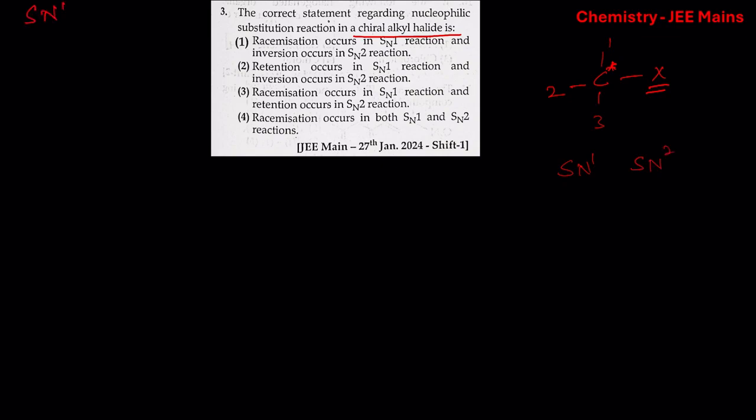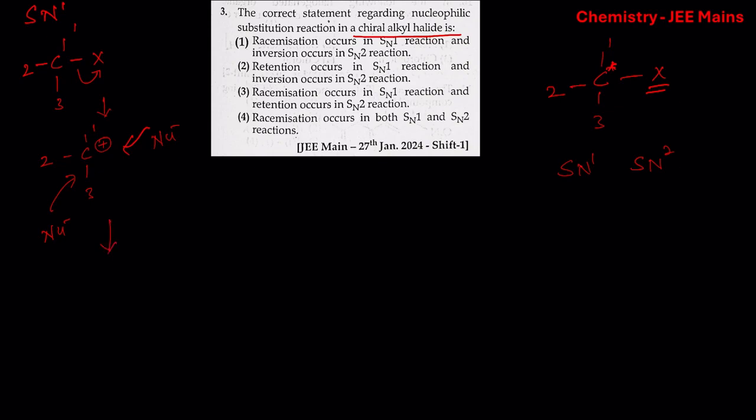In SN1 type of reaction, first of all, let this be the alkyl halide containing the chiral carbon. First of all, this carbon halogen bond breaks, resulting in the formation of a carbocation, and then a nucleophile attacks this carbocation to give the product. Now in this case the nucleophile can attack the carbocation, or the positively charged carbon atom, from both sides, either from this side from which the halogen left or from the opposite side, resulting in a mixture of products. So two types of products will be formed.